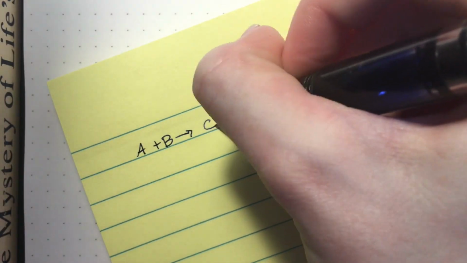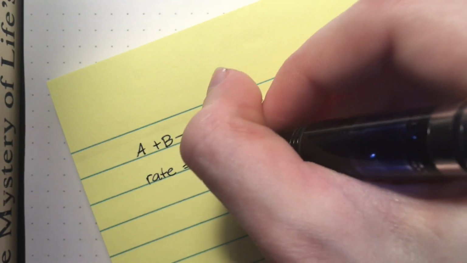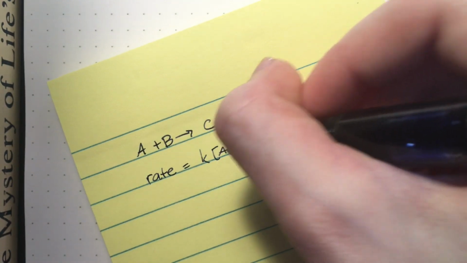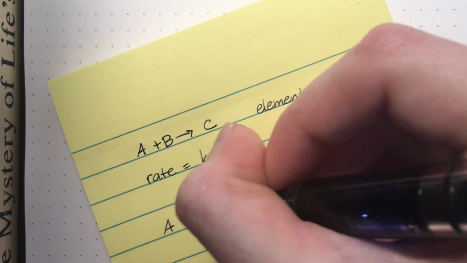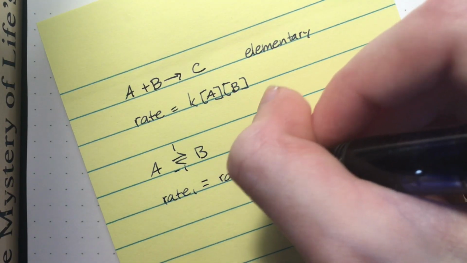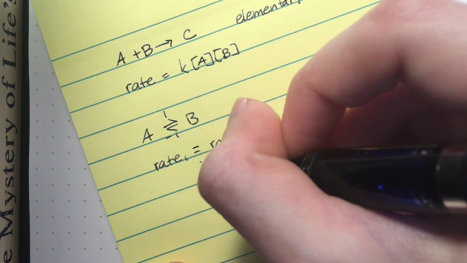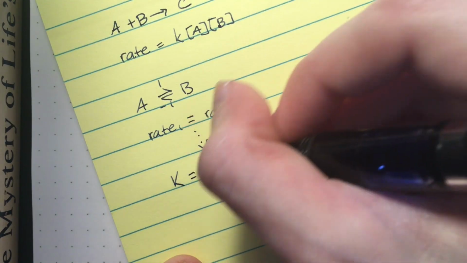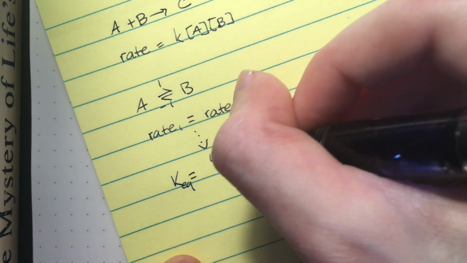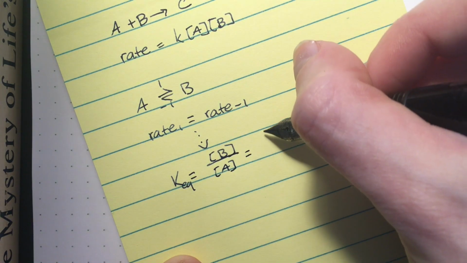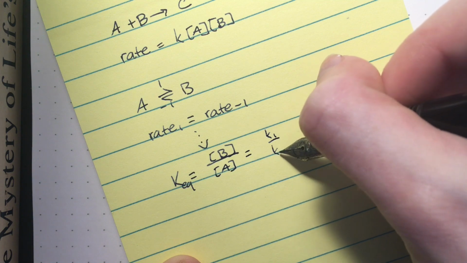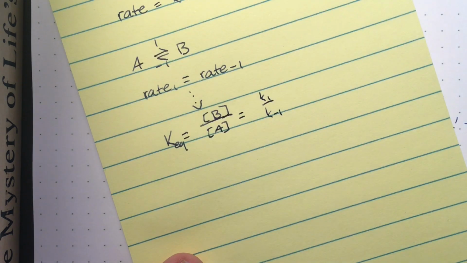So to sum up, what all this tells you is that if you are given an elementary reaction, you know the rate associated with that is equal to some constant times its reactants. You also know that if you have an equilibrium, those rates have to be the same. And from here, you can do algebra to get all sorts of other things. You could get that the KEQ is equal to your products over your reactants. You get that your KEQ is equal to the ratio of the rate constants.